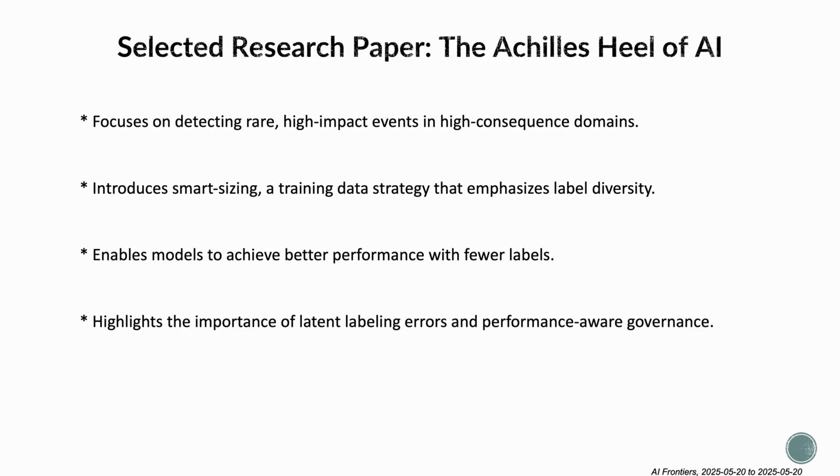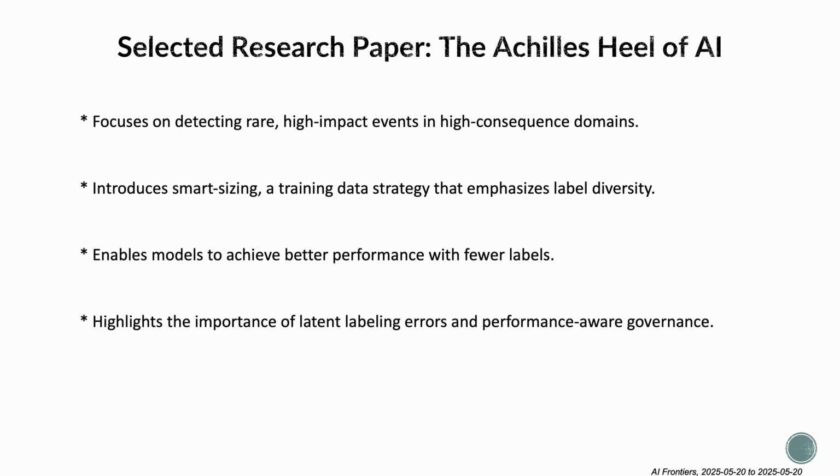Another seminal paper is The Achilles Heel of AI, Fundamentals of Risk-Aware Training Data for High-Consequence Models by Dave Cook et al. The objective of this paper is to address the challenges of detecting rare high-impact events in high-consequence domains such as defense, intelligence, and disaster response. Traditional annotation strategies that prioritize label volume over informational value introduce redundancy and noise, limiting model generalization.